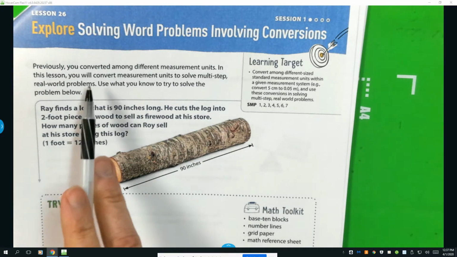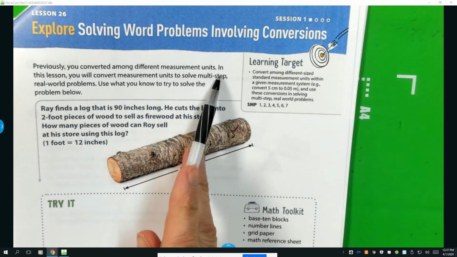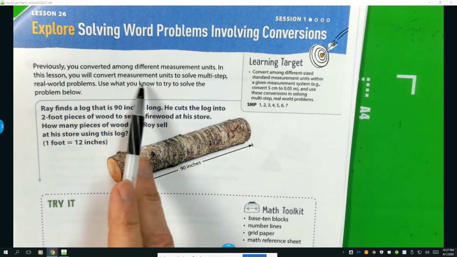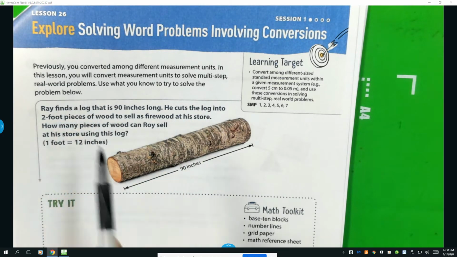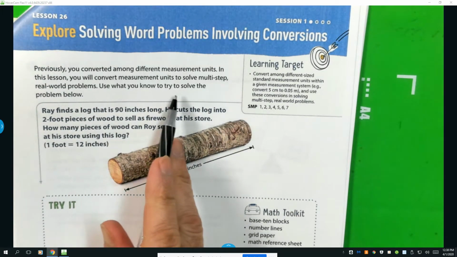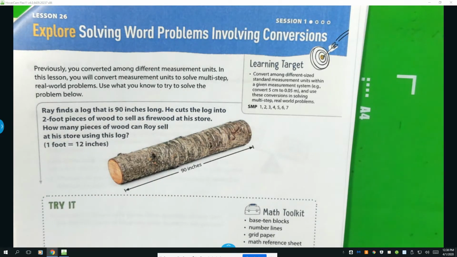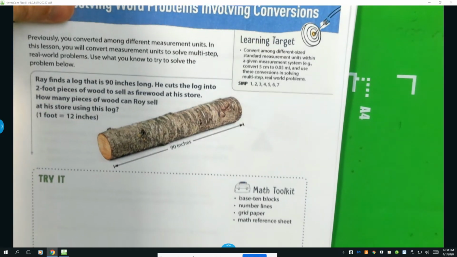So previously you converted among different measurement units. In this lesson, you will convert measurement units to solve multi-step real-world problems. Use what you know to try to solve the problem below. So let's look at this problem.